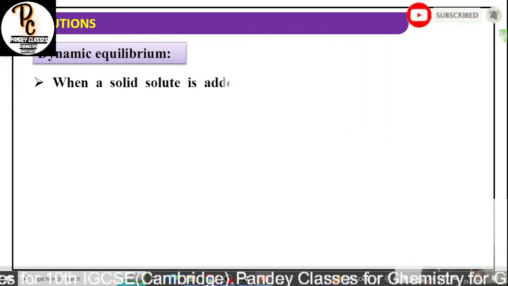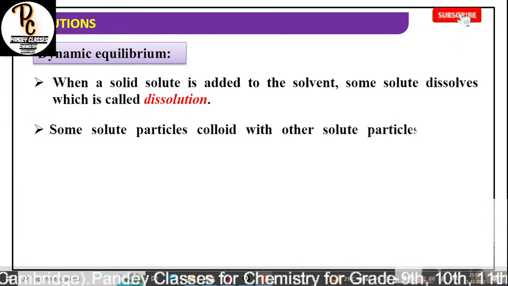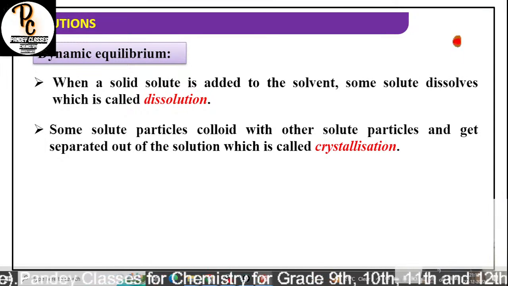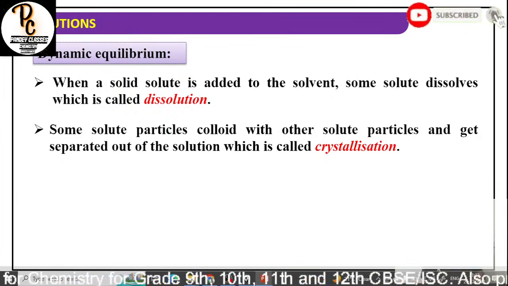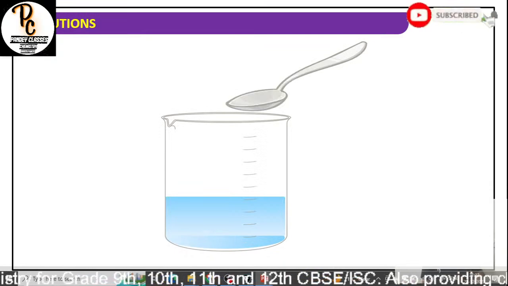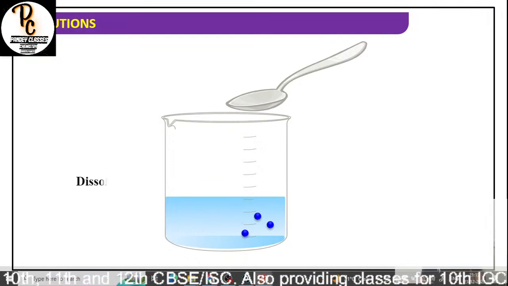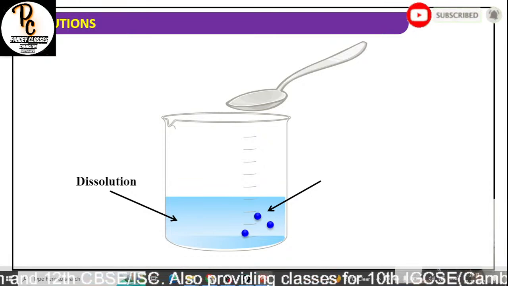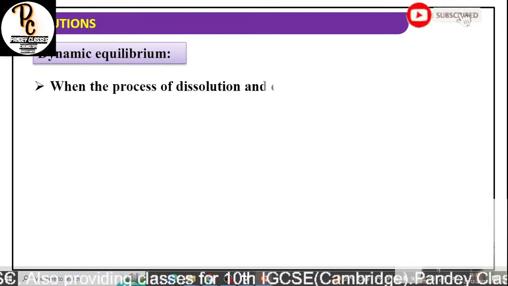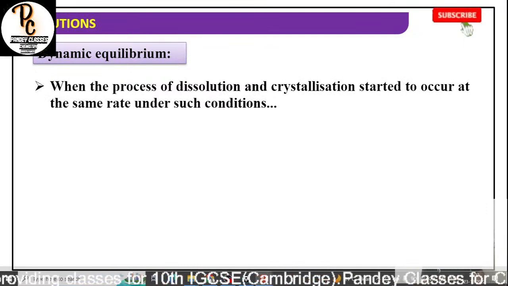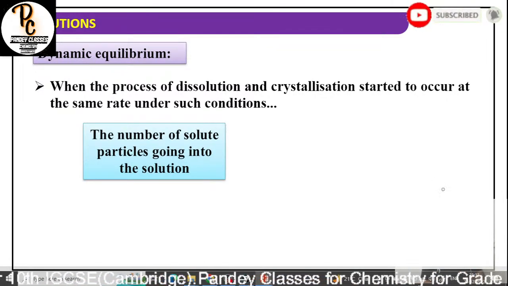So what is dynamic equilibrium? When a solid solute is added to a solvent, some solute dissolves, which is called dissolution, and some particles collide with other solute particles and separate out of the solution, which is called crystallization. At dynamic equilibrium, dissolution and crystallization both take place simultaneously. When the processes of dissolution and crystallization occur at the same rate under the same conditions, we call it dynamic equilibrium.